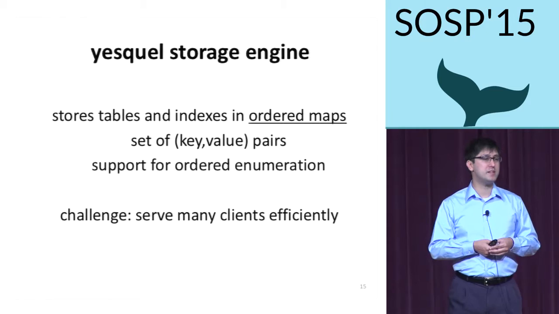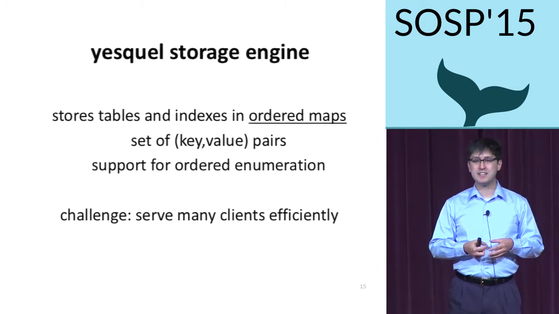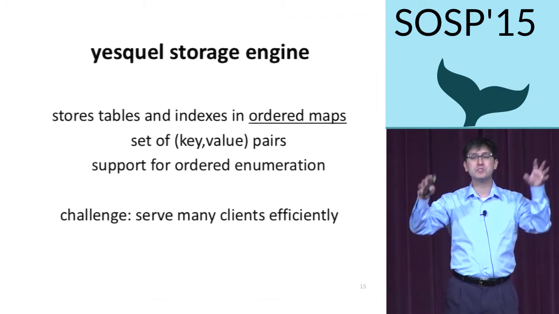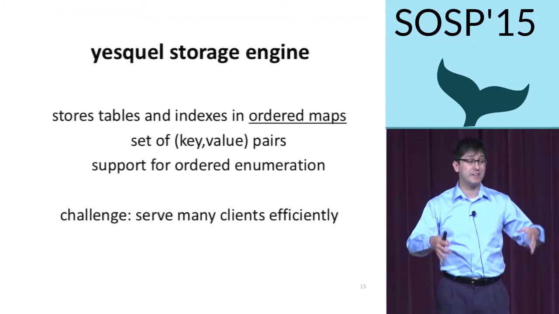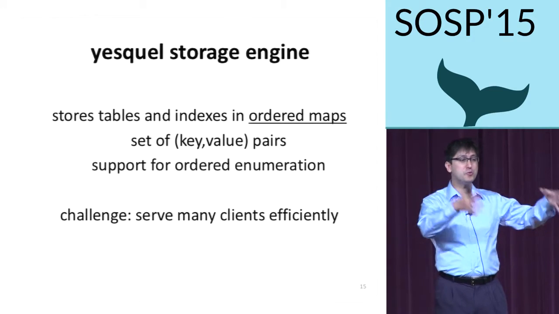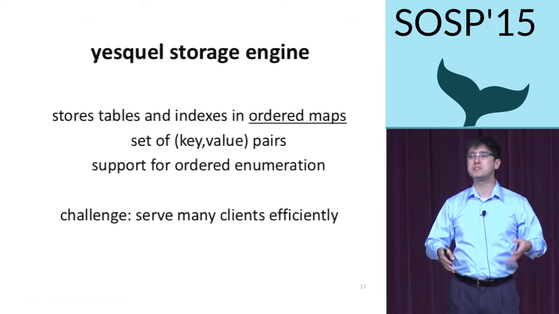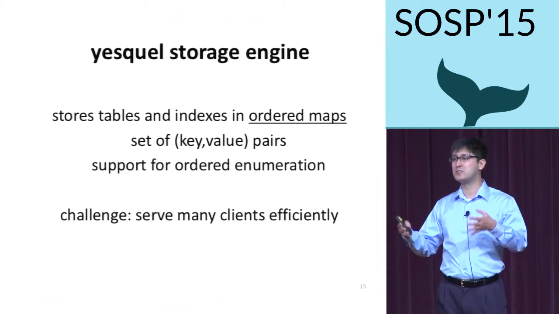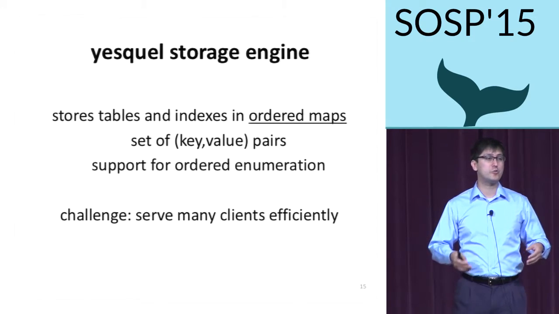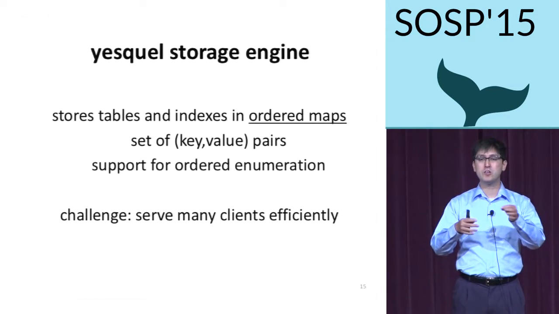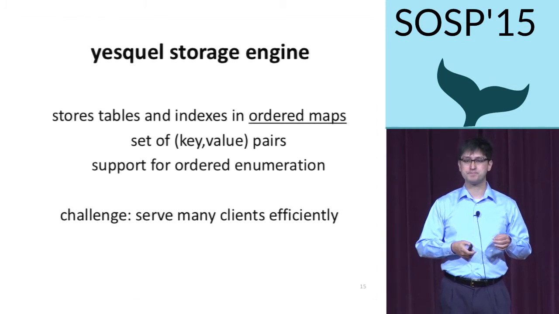The challenge of implementing the Yesquel storage engine is that you can have a lot of users of the storage engine, and the users are the query processors, and Yesquel can have a large number of query processors. Multiple users modifying the same set of tables at the same time creates a concurrency control issue. So the question is, how do we deal with all these clients without corrupting data, without acquiring too many locks, and without coordinating too much?